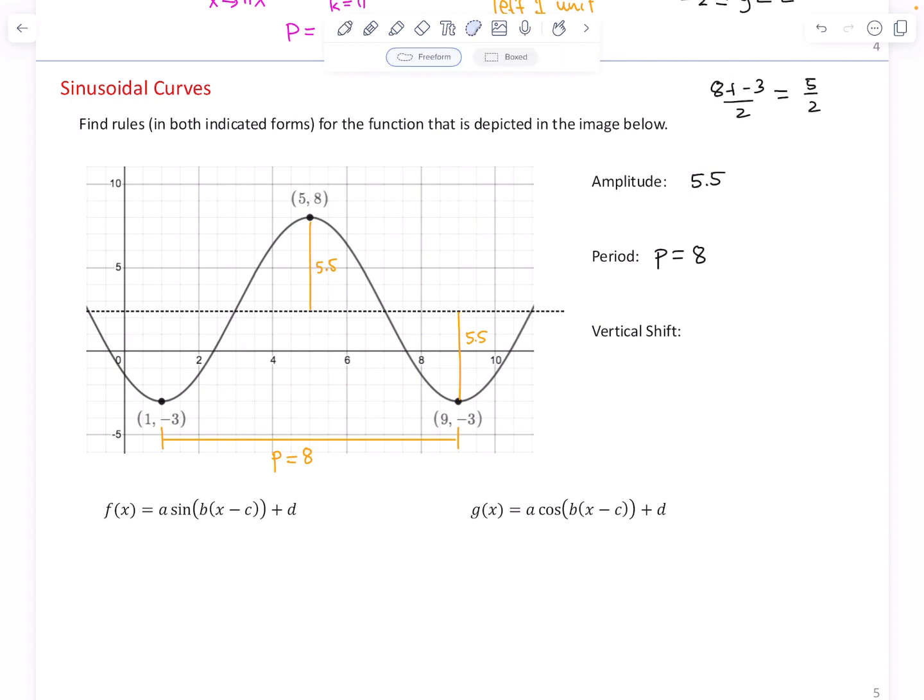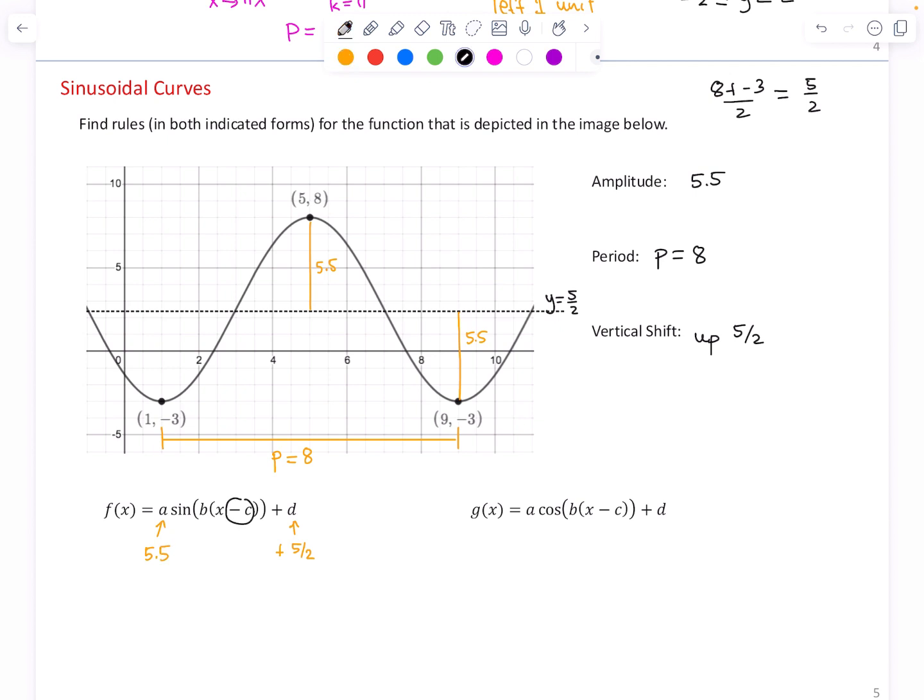And because our midline is at the height y equals 5/2, we know our vertical shift is up 5/2. Now the plus d right here corresponds to the vertical shift. Thus I know I need a plus 5/2 at the end of my function. This a controls the amplitude, and we need a to be 5.5. We will also see you can use negative 5.5, but let's assume a is positive for now.